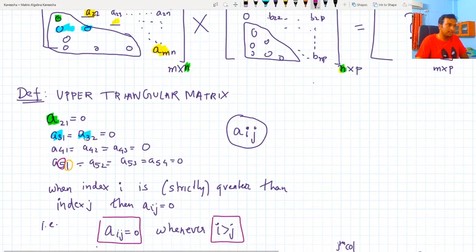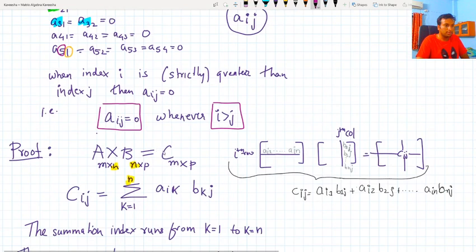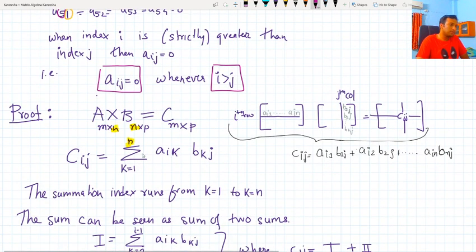Okay, so having said the definition of an upper triangular matrix, let us use it to prove that the product of two upper triangular matrices is an upper triangular matrix. So, for example, I took this matrix A and matrix B, and of course C has the dimension M cross P. Matrix multiplication is defined as follows: this is matrix A, this is matrix B, and I get back an output which is the matrix C.